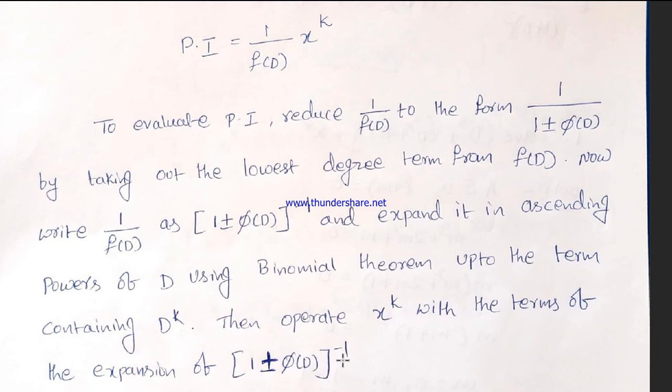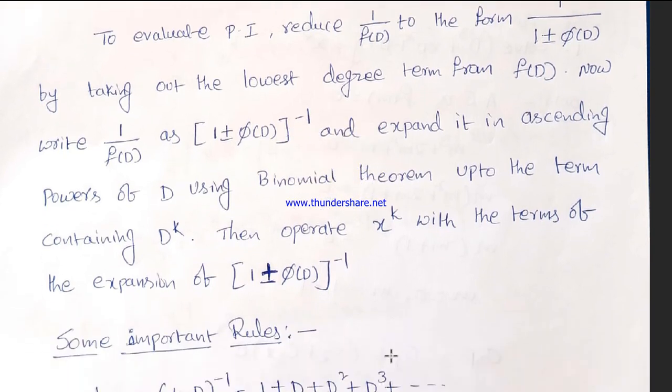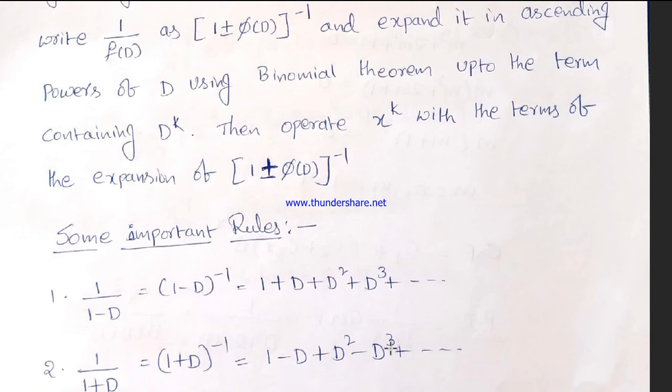So first you need to check the Q of x is in the form of x power k. Then 1 by f of D write as 1 by 1 plus or minus phi of D form. After that we can write 1 plus or minus phi of D whole power minus 1 into x power k. That expansion write in ascending order by using the binomial theorem and write up to D power k only. So how to expand this? We have some rules. We are applying those rules, we can expand that one.